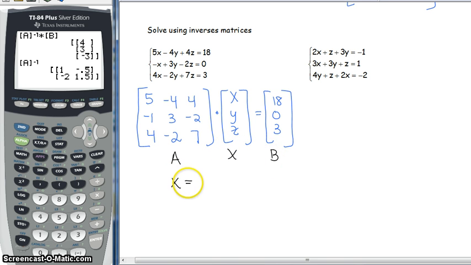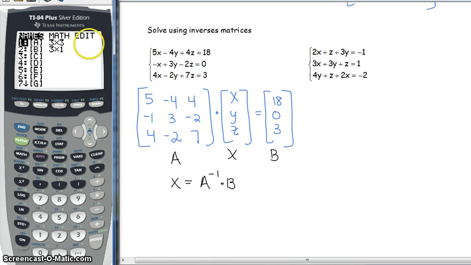When we want to solve for our unknown x's, x is equal to the inverse of A times B. So what we've got to do at this point is get this information into the calculator. So again, we do second, x to the negative first. We want to edit, so we arrow to the right, hit enter, enter all of your values in.